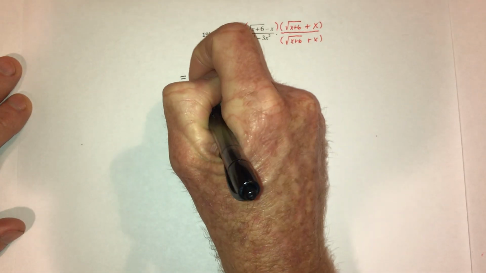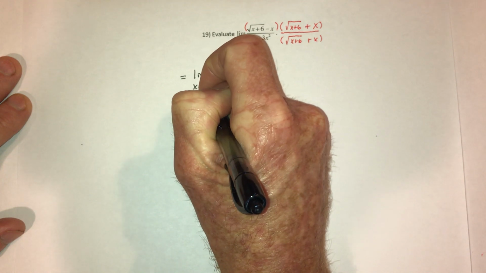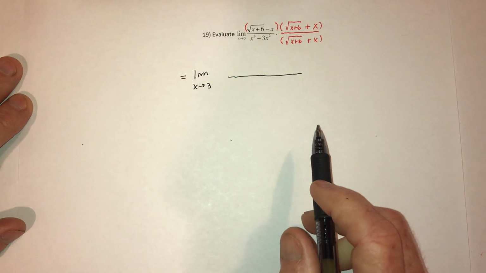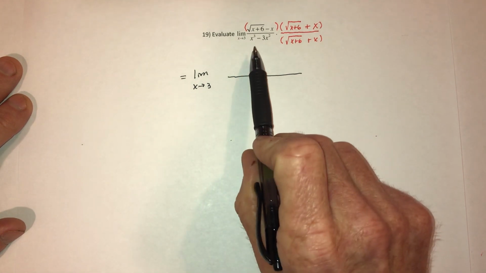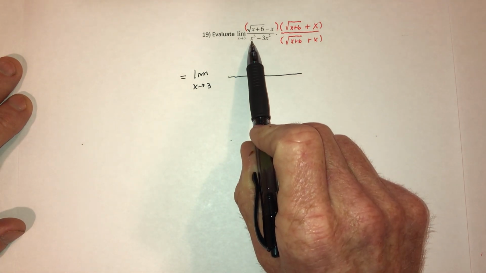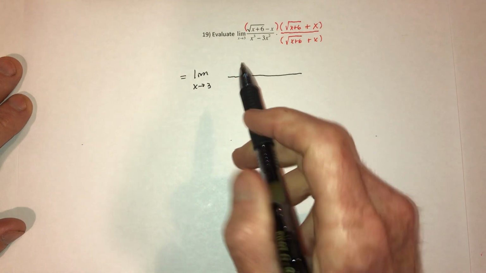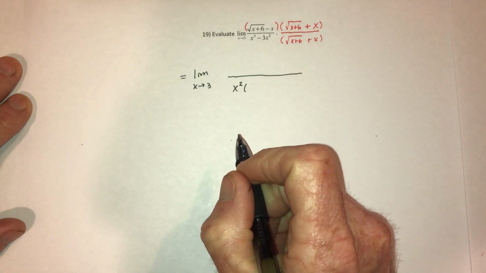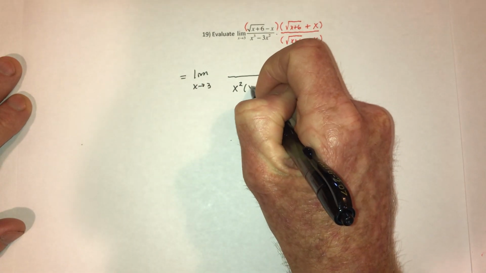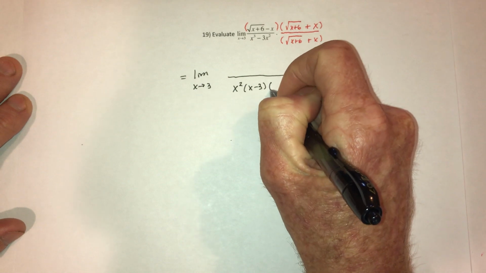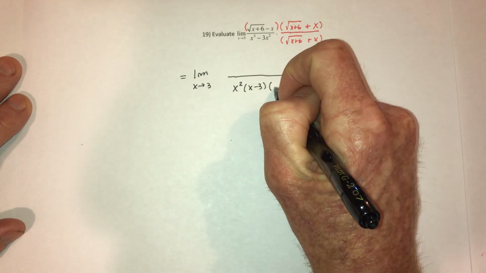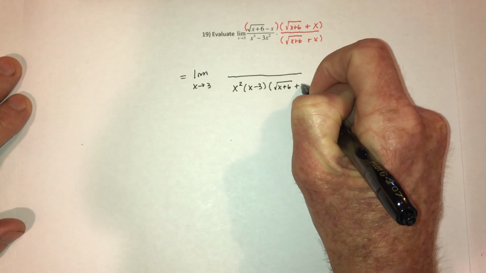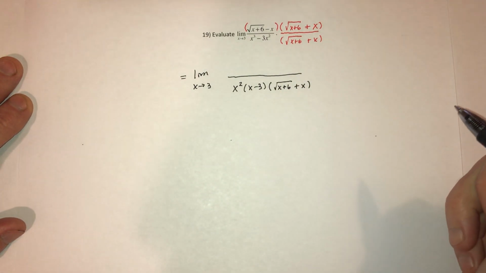Okay, so it's still going to say the limit as x approaches 3. And for the denominator, you don't need to multiply it out. Although I am going to factor this, because I could factor out an x squared, and then that would make that part a little simpler. So it'd be x squared factored out, and then what's left is x minus 3. And this part, just copy it down, parentheses, the square root of x plus 6 plus x in parentheses.